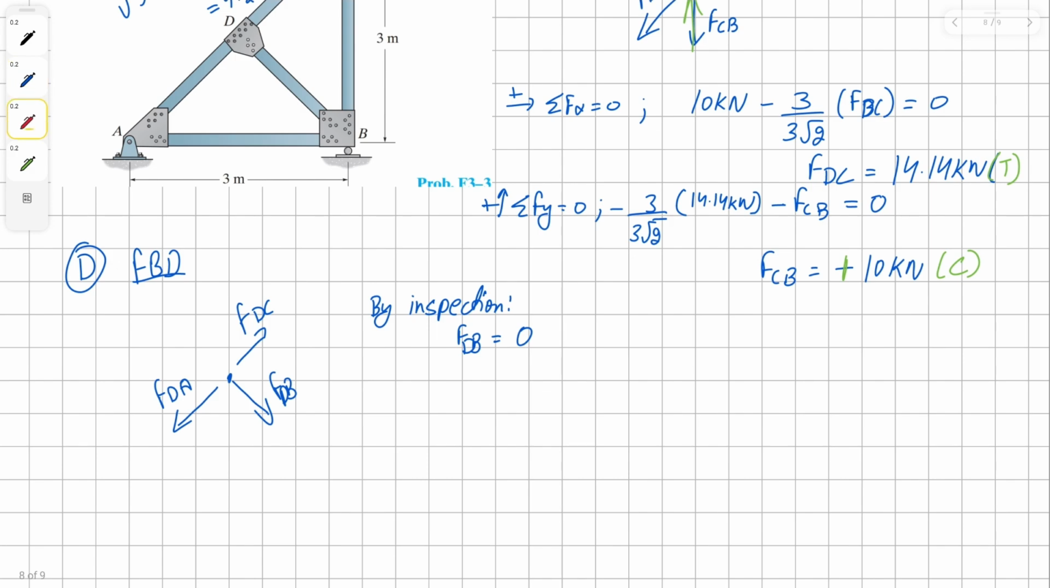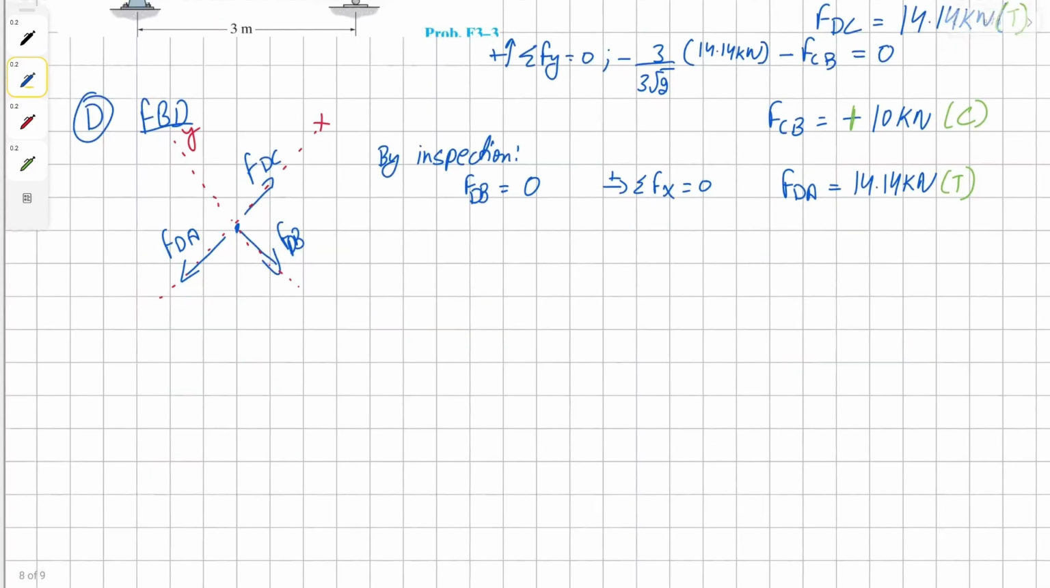Now, we just have to tilt our axis in order to avoid simultaneous solutions of equations. So that's what means if we sum the forces in x direction, we should get our solution for force DA, which is going to be simply 14 kilonewtons in tension, because there isn't any other force acting on it other than the force from member DC. Now let's get to the joint B by drawing its free body diagram.